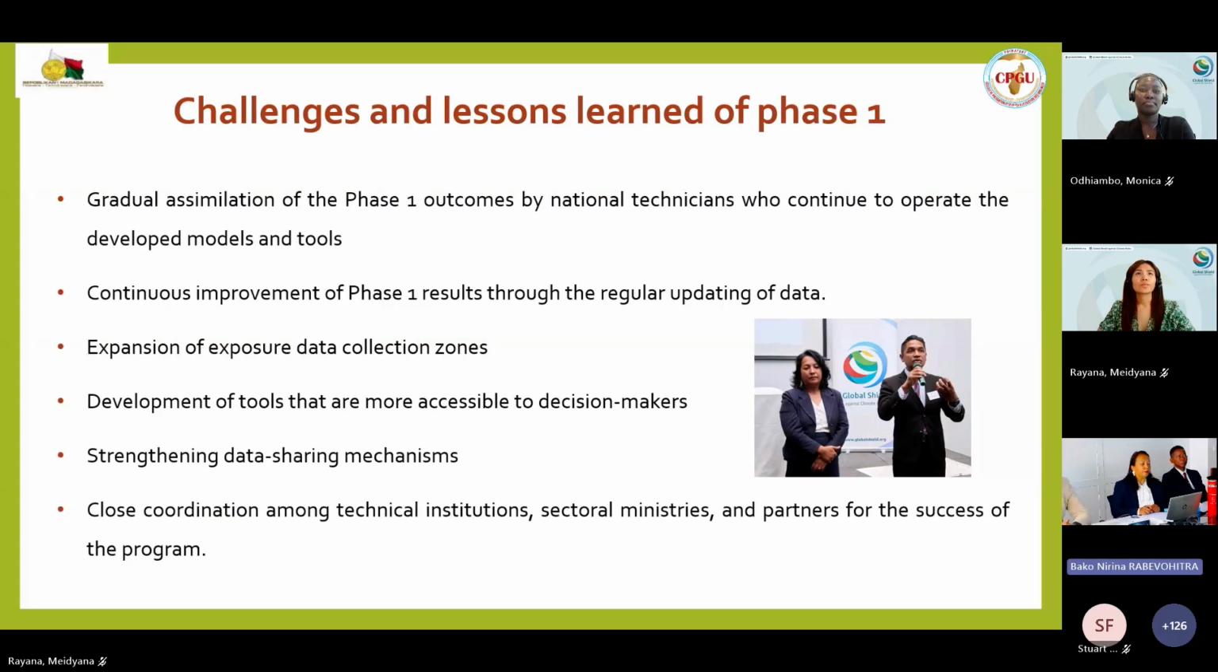Now, talking about challenges and lessons learned, at this stage, the national technicians gradually assimilate the models and methodology, and they will try to improve and update gradually the data and the risk profile according to the availability of data from the field. The collection on exposure should be extended in order to obtain a model that is closer to reality. Then it is also necessary to develop tools that are more accessible to decision makers. And also it is important to strengthen the data sharing mechanisms to better coordinate. And then one of the success factors is the coordination and implication of relevant sectors and ministries, technical institutions, partners, and all the stakeholders during the process.